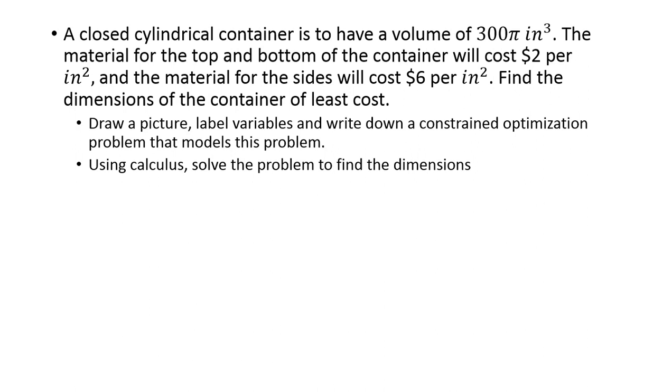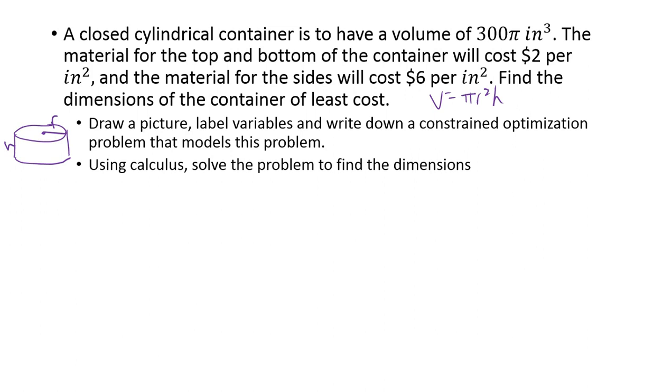Okay. So the first thing they want you to do is to draw a picture, label the variables, write down the constraint, optimize. So basically, write down everything you need. Well, the first thing is our image. It's just a cylinder. Hopefully everybody remembers geometry, remembers what a cylinder looks like. R and H. Volume of a cylinder, I'll put it over here. Volume of a cylinder is equal to pi r squared h.